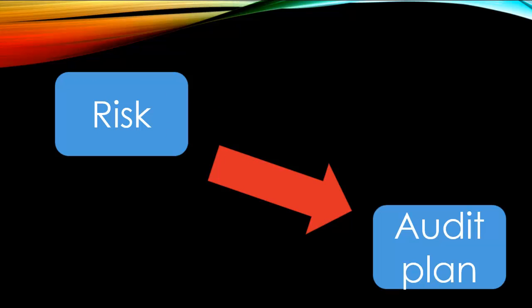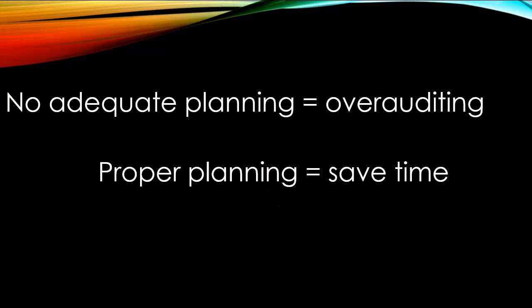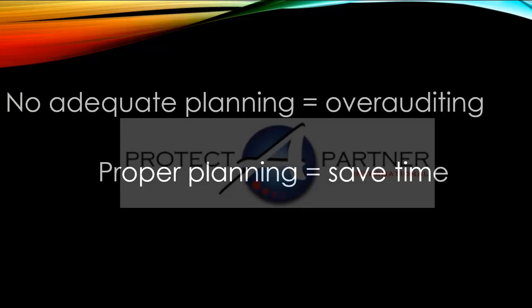RAC is specifically geared to assist the auditor to identify risks. Once you've identified risks, you're able to convert those risks into appropriate audit plan steps for a specific client. An inadequate planning process can result in a lot of over-auditing. However, if you're doing planning properly, you can save time and therefore money on an audit.